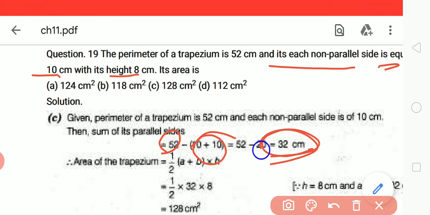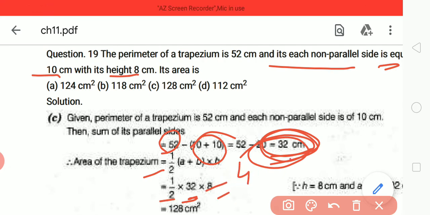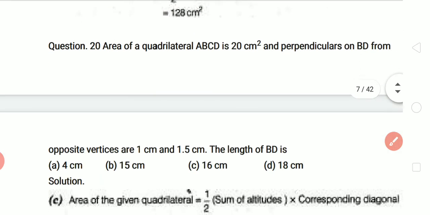This is the sum of the parallel sides. So 1 by 2 into the sum of parallel sides, which is 32, and height is 8. You can cut 2 fours are 8 and multiply, and you will get 128. That is option C. Now come to question number 20.